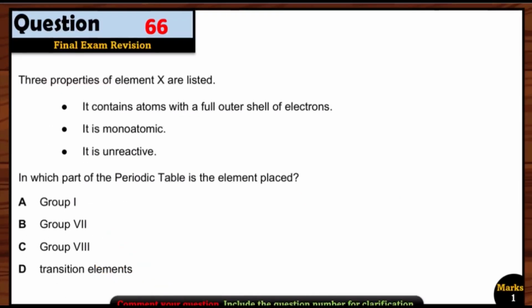Question 66. 3 properties of element X are listed. It contains atoms with a full outer shell of electrons. That's obvious. It should be a group 8 element. It's monoatomic. It's unreactive. So, of course, it's group 8, the noble gases. So, option C is right.